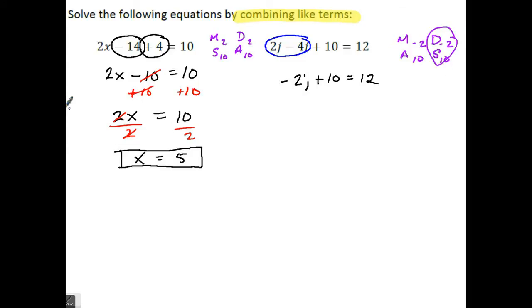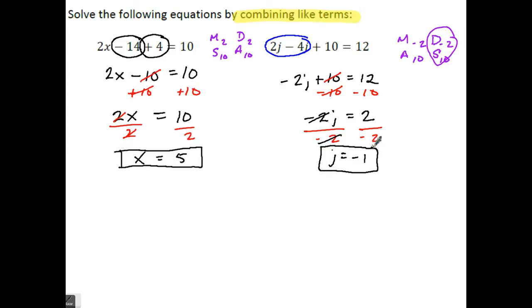So we're going to go ahead and subtract 10 on both sides. These will cancel, and you have negative 2j. It's going to equal 2. And then the last thing is to divide the negative 2 on both sides. These will cancel, and you have j equal to 2 divided by negative 2, which is a negative 1, and then that would be our answer.